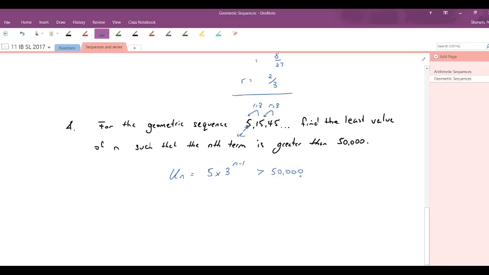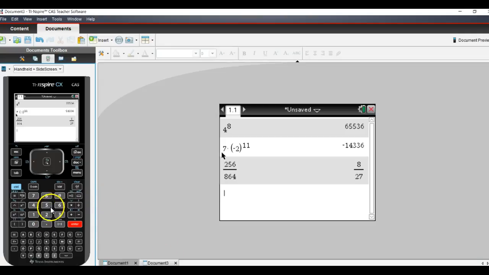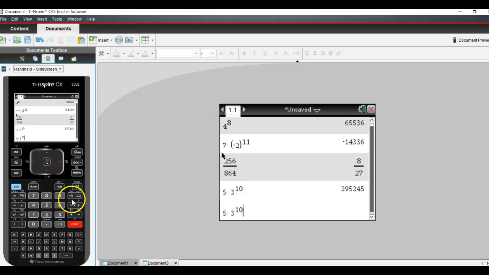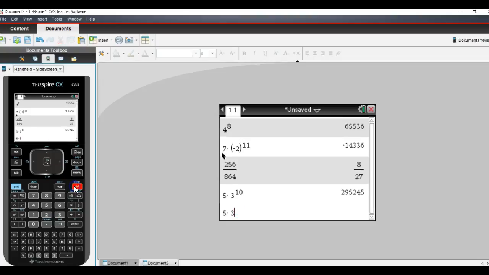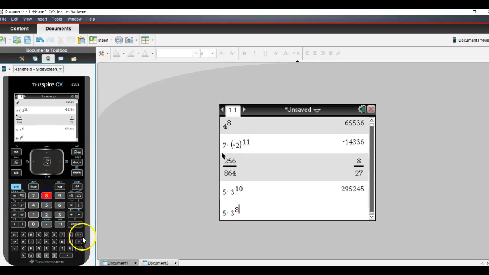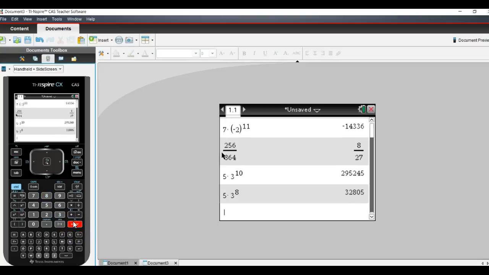Okay, well, there's a couple of things we can do here. We can just get our calculator out and go 5 times 3 to the power of, and guess some numbers in here until we get above 50,000. Or we can graph it. They're the two options. So we can just go in here and go 5 times 3 to the power of, and just guess some numbers, and see how we go. If I guess 10, 295,000. I'm a bit too big there, so I'll go back up, use the arrows to get that, hit enter, and it copies it back. So now I will change that 10 to say an 8. Right, now we're too low, 32,805.